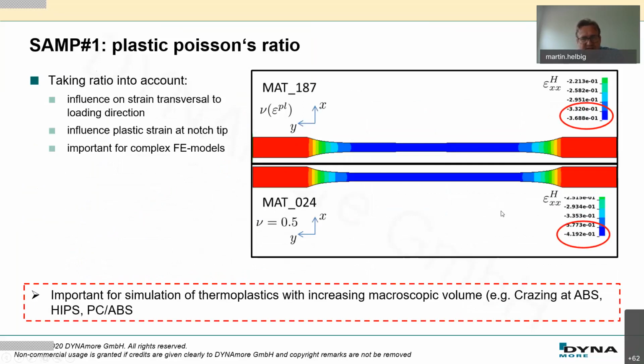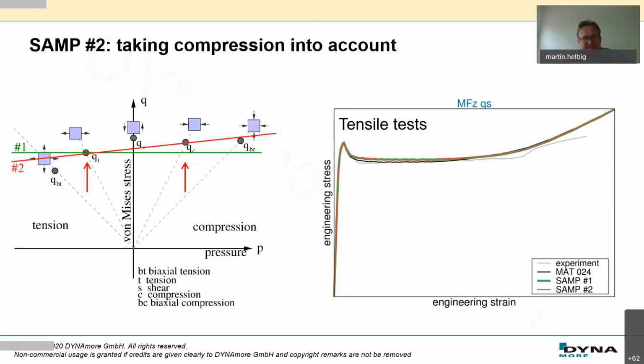The minor strain here is much lower compared to MAT24, and this can be important, especially for large models, for example, when you have an increase of the volume. So the next step then was to take the compression into account.